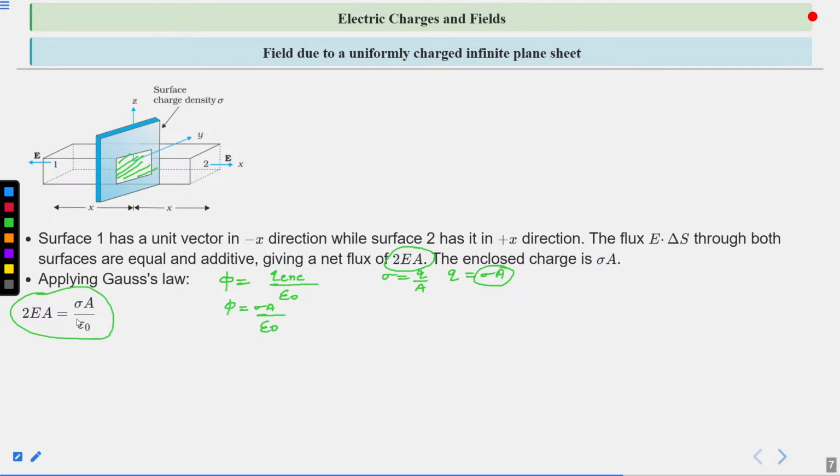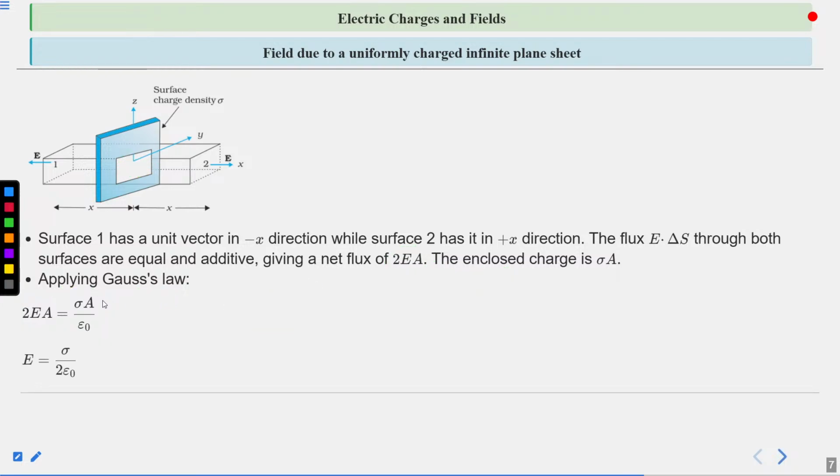I hope now this is clear. This comes from applying Gauss's law. Solving this, A cancels out, and the remaining term is E equal to sigma upon 2 epsilon naught. Clear? Sigma upon 2 epsilon naught.